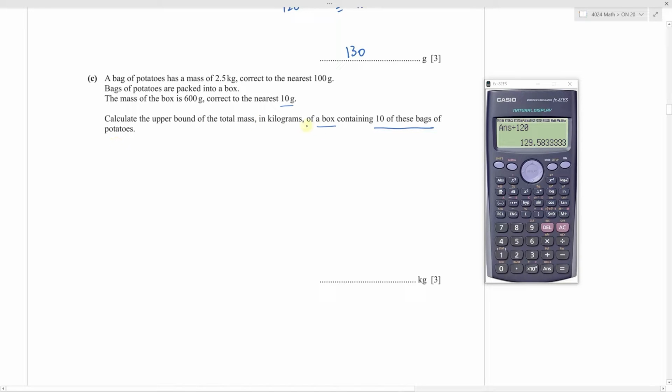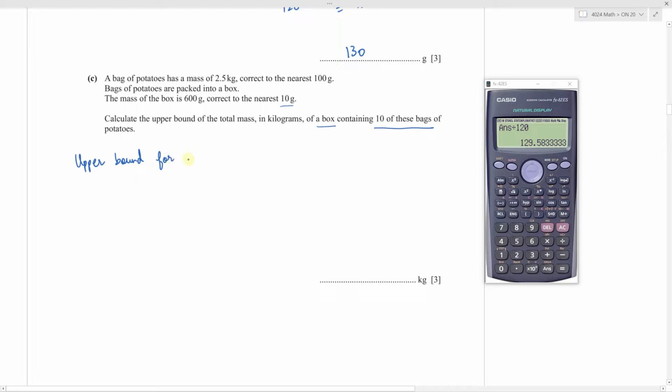So to calculate the combined upper bound, first I need to find the upper bound of each bag and the upper bound of the box. And then we can calculate the combined upper bound of the box containing 10 of these bags. Since these are given in grams, I'll convert this 2.5 kg into grams as well. So bag of potatoes has a mass of 2.5 kg.